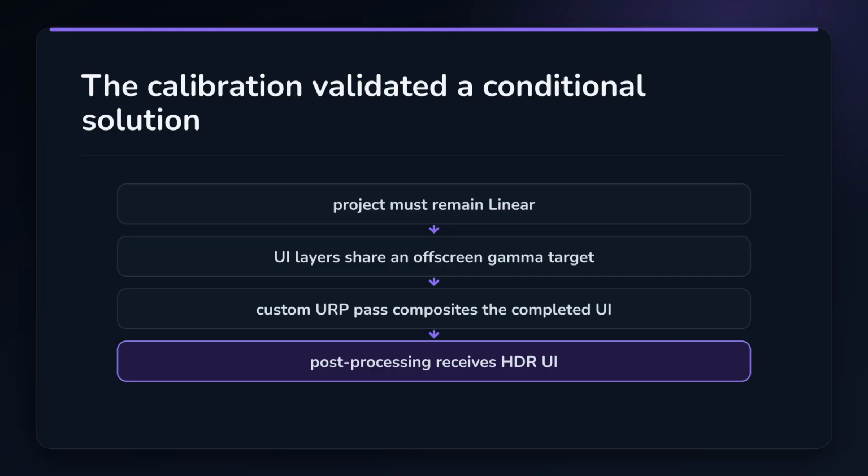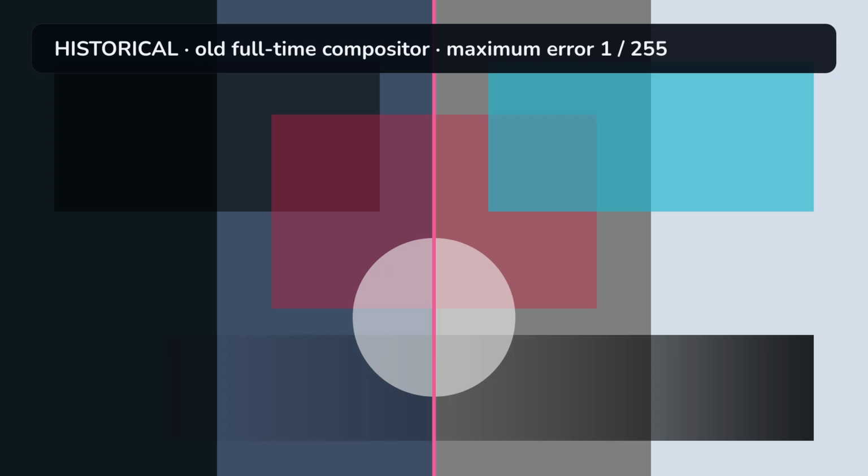We ran the 6-layer calibration fixture through that path, and it reproduced the tested Photoshop layers within one value out of 255. That was legitimate engineering, not fake color science. If a project must remain linear while a layered UI region must preserve document space blending, this remains a valid conditional design. The mistake came earlier. We had never proved that our project actually had to remain linear.